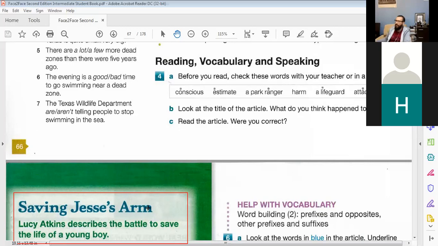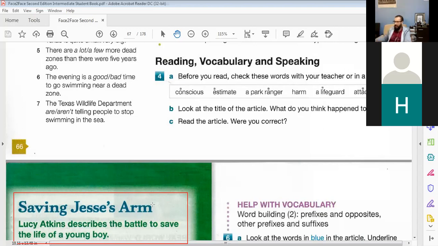So what do you expect the article to be about? What do you think it's about? Maybe about arm, and maybe there is a war. Maybe for saving someone's life. But what happened to this person's life? Why is this person's life in danger? Maybe they were attacked by an animal. You could be right.